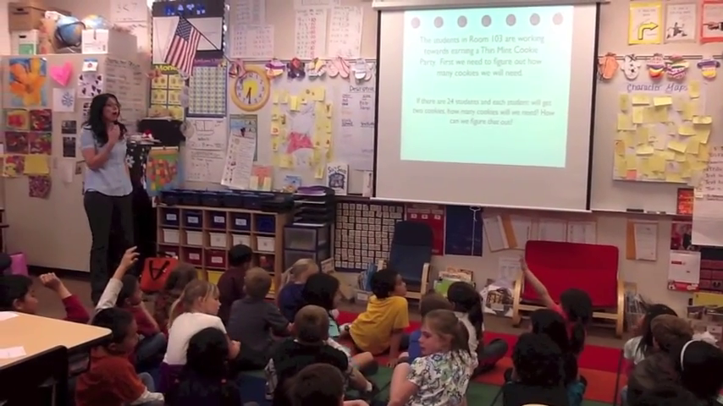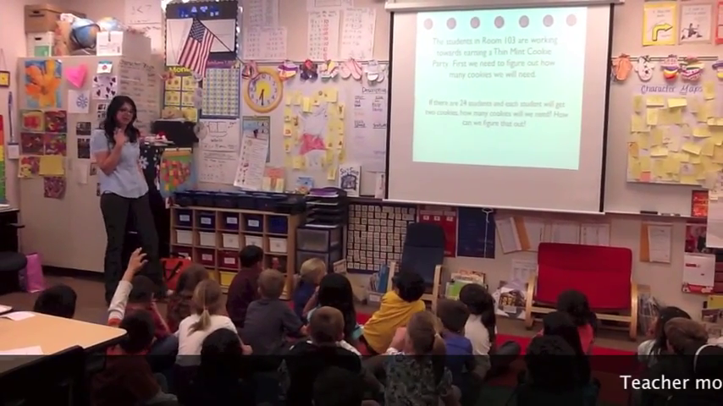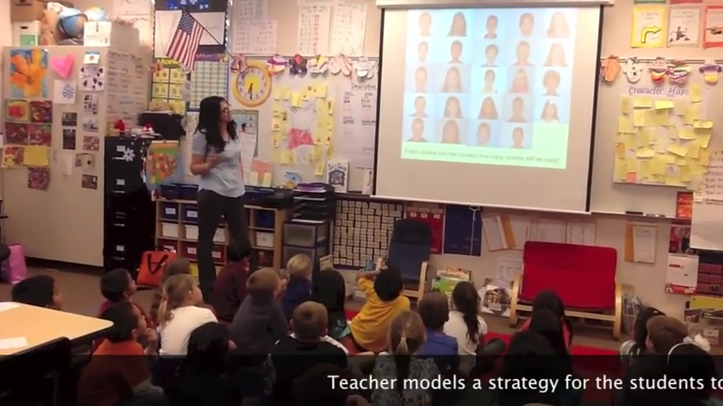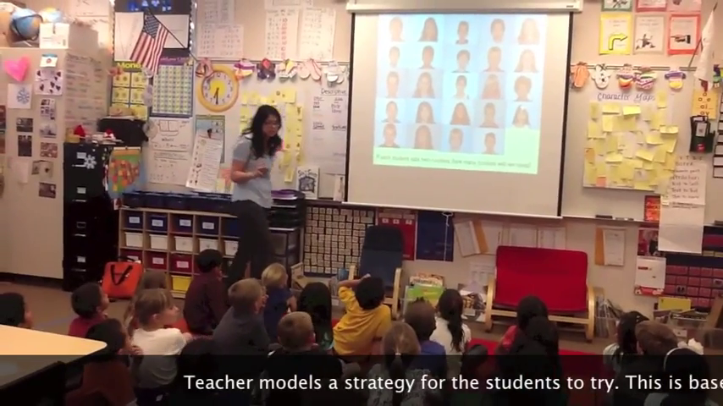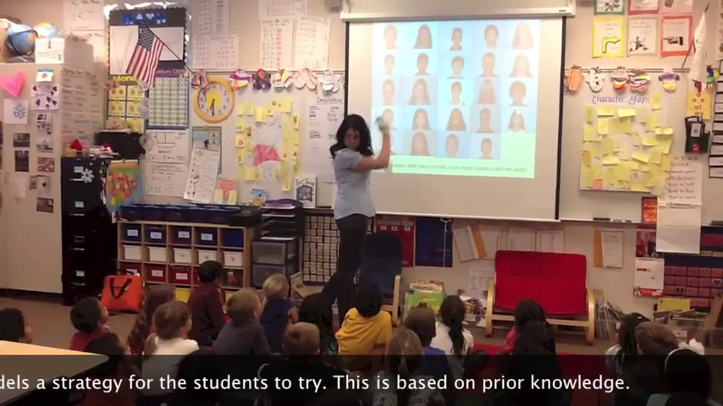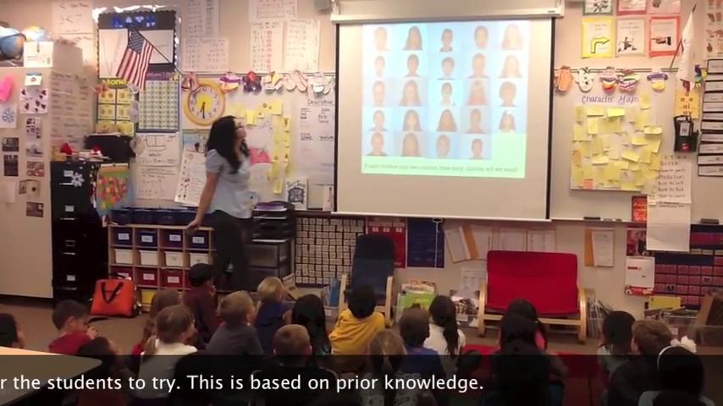Oh, I know. Watch me as I think about how to figure that out. If each student is going to eat 2 cookies, we can count by 2s. For each student, we can count 2, 4, 6. Let's try that. Can you count with me?